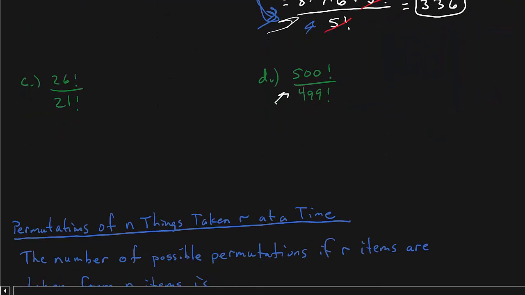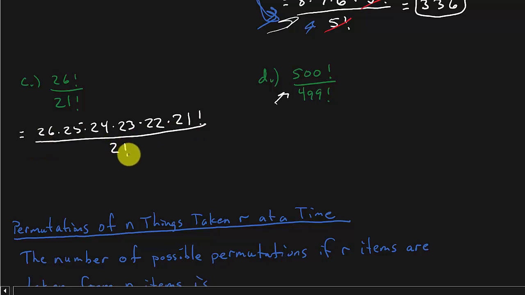All right, so let's look at this one. So this is equal to what? 26 times 25 times 24 times 23 times 22 times 21. But look, I know this is going to go 20, 19, 18, 17, all the way down to 1, which is just what? 21 factorial over 21 factorial.